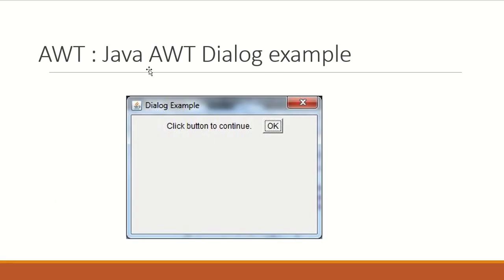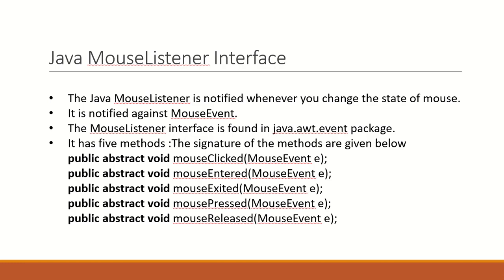So this is it. You can see that there is a dialog, and the dialog is having a label which is "click button to continue" along with the button. So when the user presses the button, what happens? The dialog becomes invisible, or the dialog goes off. So that is about dialog.